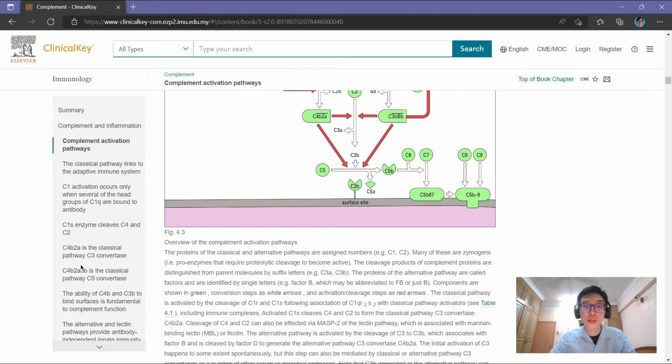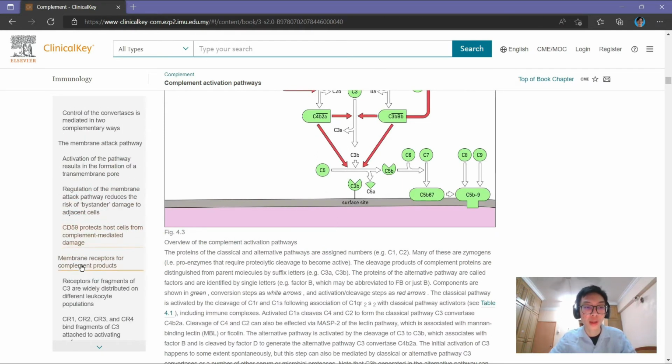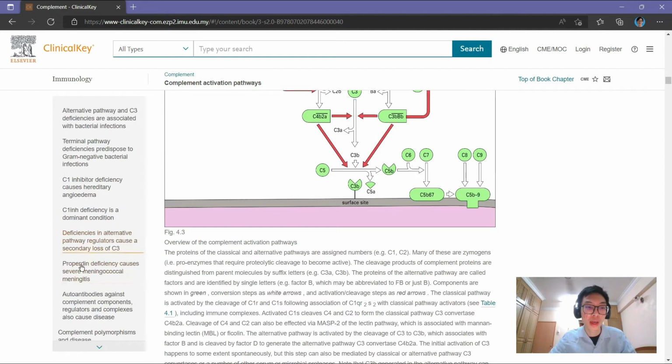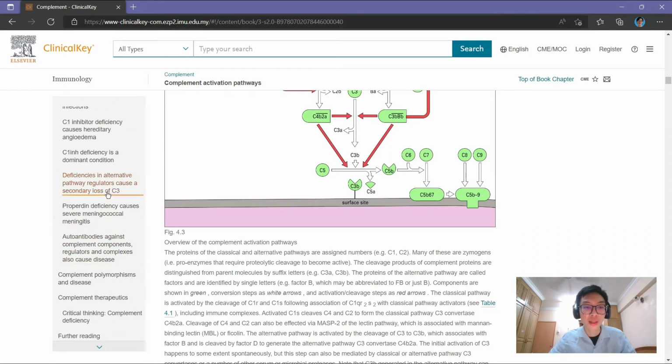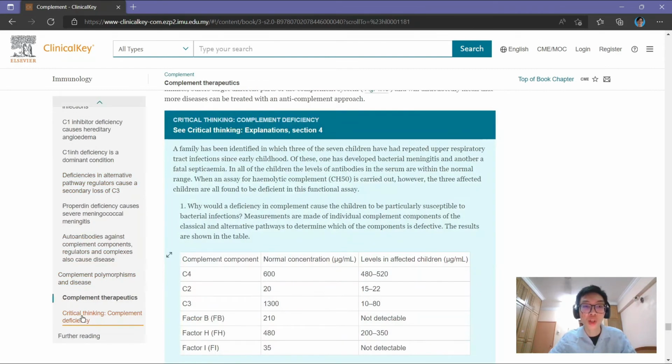One interesting point of this book is that at the end of the chapter, there are critical thinking questions. In this topic, there are critical thinking questions about complement deficiency. So what happens if somebody has a complement system deficiency? You can see the questions are USMLE style questions, clinical case study style questions.